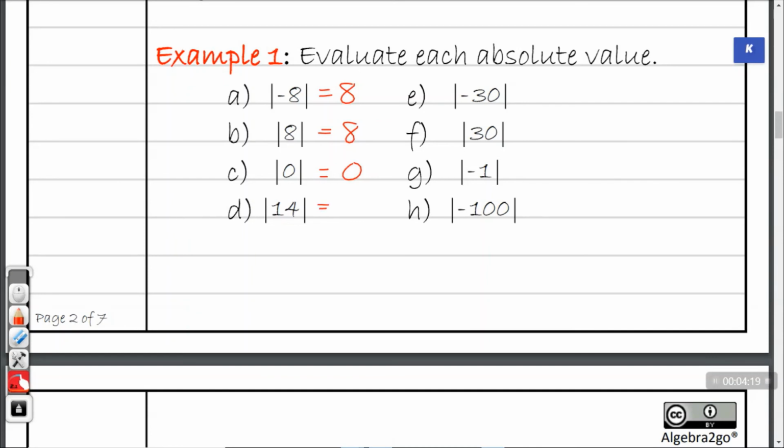All right, coming back in, hopefully you realize this one here is 14. The absolute value of 14 is 14. Here, the absolute value of negative 30 is 30. The absolute value of 30 is also 30. Absolute value of negative 1 is 1, and absolute value of negative 100 is 100. You're just taking whatever number is inside that absolute value bars and making it positive. That's what absolute value does. It always takes the one number inside and makes it positive.